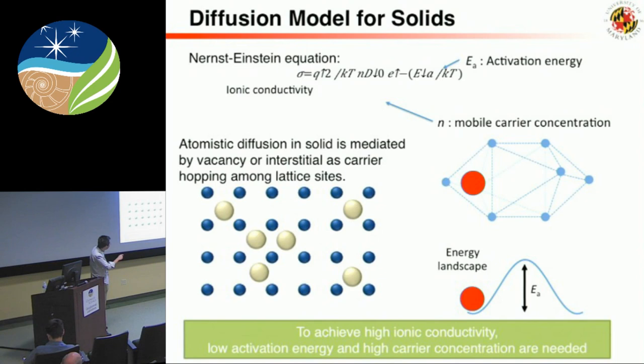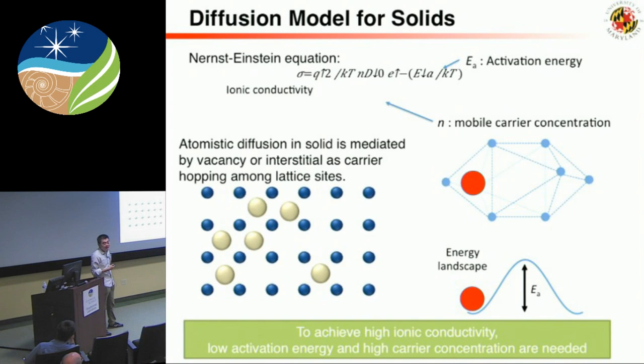So here's something from the textbook. Sorry, the equation doesn't show up properly. But basically, it's sigma equals N times q squared, where q is the charge you carry, and N is your carrier concentration, basically how many mobile lithium you have. And then there is an exponential term, an Arrhenius term, so you have an activation energy over kT. This is what we learned from the textbook.